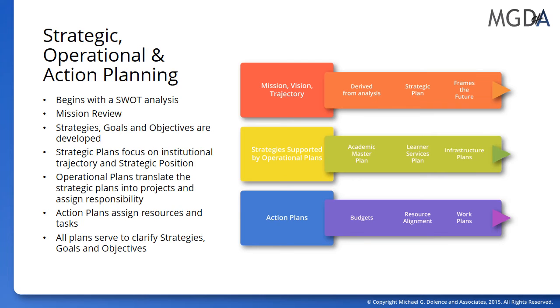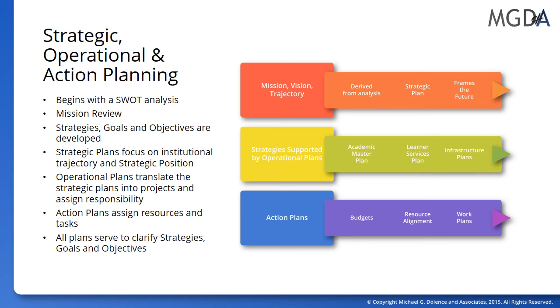Strategic plans focus upon institutional trajectory and position in the higher education and learning sphere, and identify key initiatives required to achieve the organization's mission. Operational plans translate the initiatives outlined in the strategic plan into projects and assign responsibility for achieving them to appropriate units and further clarify specific unit goals and objectives.